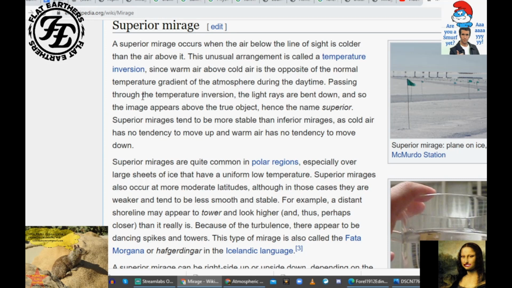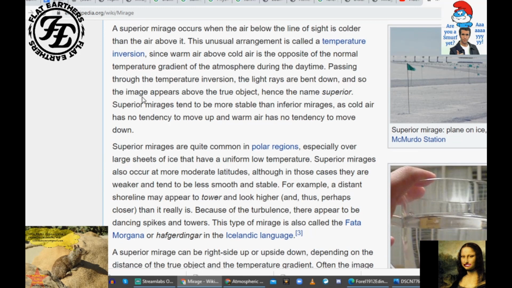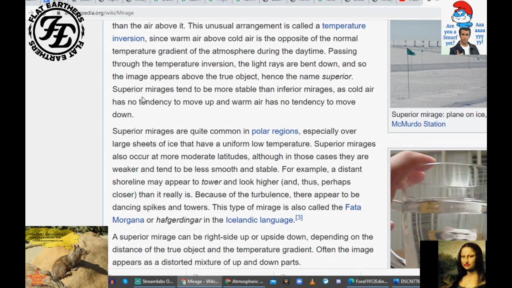Cold air, dense air, low, warm air, less dense above. This unusual arrangement, it is not unusual. Since warm air above cold air is the opposite of the normal temperature gradient of the atmosphere during the daytime. I'm not really sure how that's possible if the dense air is at the bottom. Dense is cold, warm air is hot. But the normal temperature gradient of the atmosphere is warm below and cold above, right?